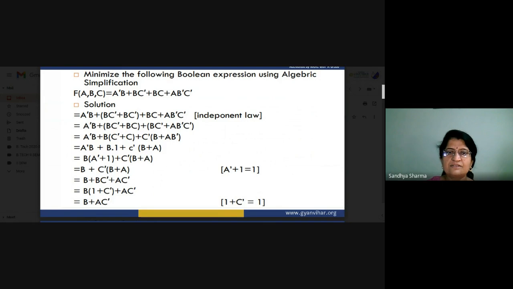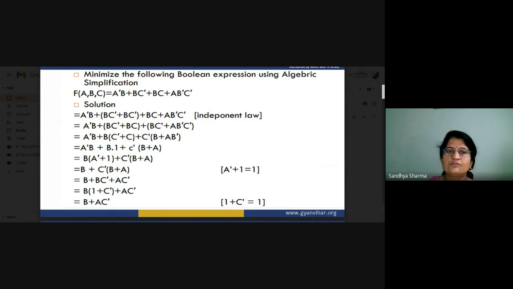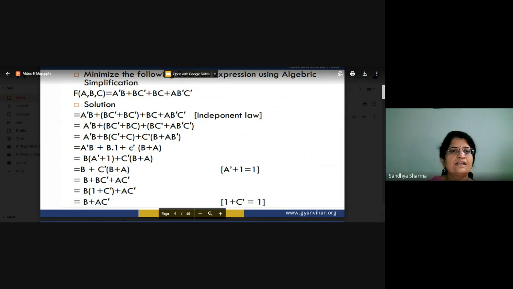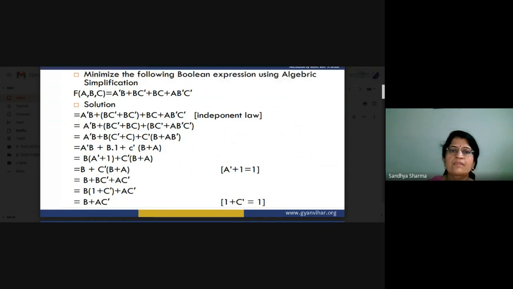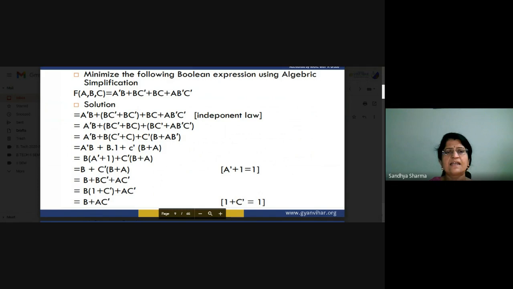Then we can interchange the places of the expression. So there is again a pair, and again we can make a pair, and now we can apply the rule. B is common, so you can write it, and here C dash is common, so you can also write it. According to that, C dash plus C is equal to 1, and B plus AB dash is equal to B plus A. So you can also write this in this way, and solving that, it is equal to B plus AC dash. So you always have to remember what type of rules are being applied here, and by applying the different rules, you can minimize your Boolean expressions.